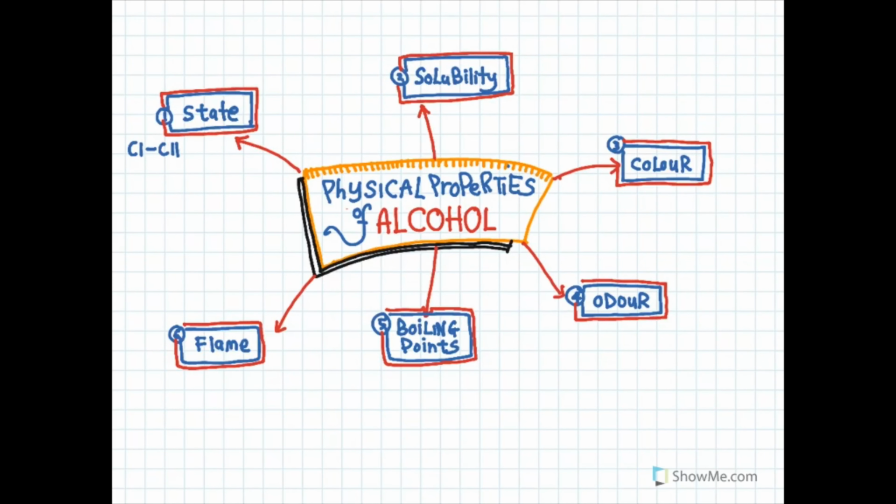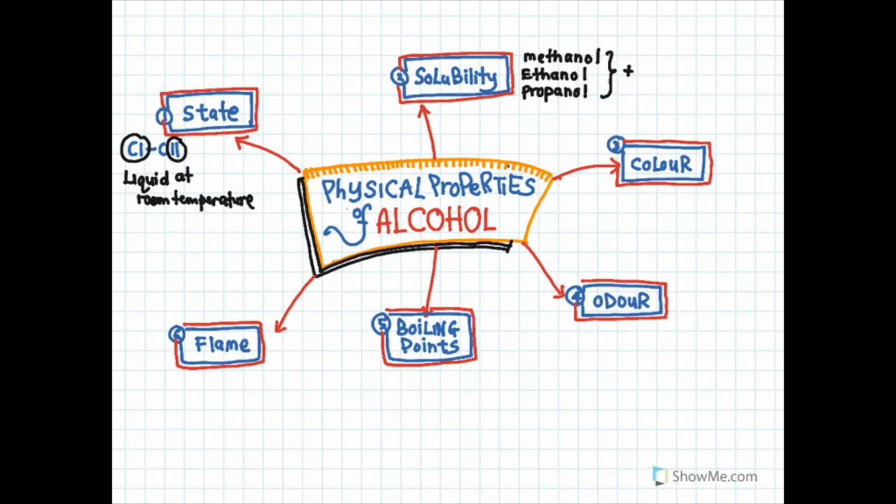Physical properties of alcohol. There are 6 physical properties of alcohol. Number 1, the state of alcohol. For alcohols having the number of carbon atoms from 1 to 11, they occur as liquid at room temperature. The solubility of simple alcohols such as methanol, ethanol, and propanol: methanol, ethanol, and propanol are very soluble in water.